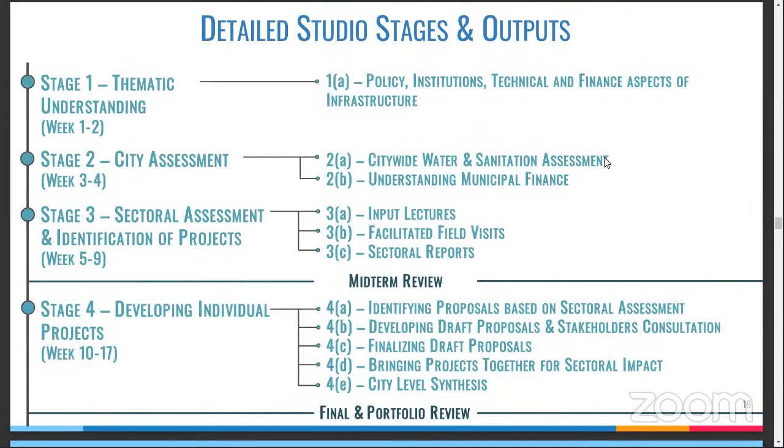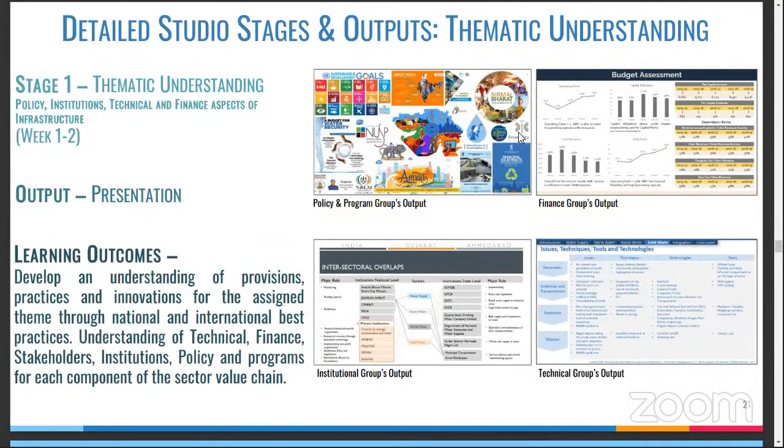Thank you, Rishabh. The studio was divided into four stages with progress reviews at different intervals. These ensured that each student developed a thematic understanding and was involved in city assessment, sectoral assessment, and identification of projects to finally develop an individual project. Stage 1 was to achieve a thematic understanding of provisions, practices, and innovations for the assigned theme through national and international best practices, understanding of technical, financial, stakeholders, institutions, policy, and programs for each component of the sector value chain.